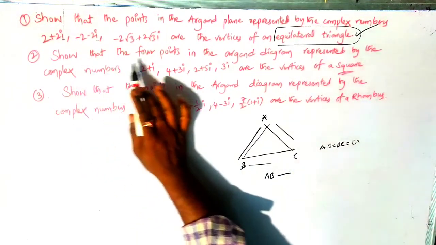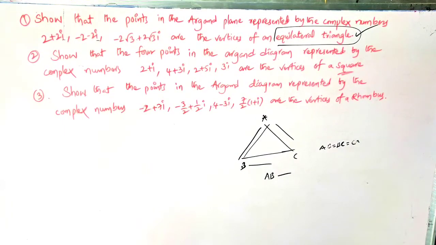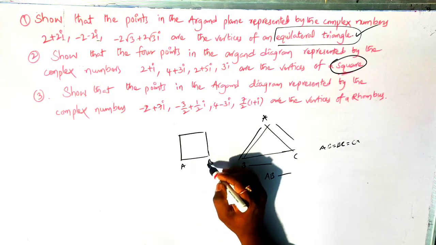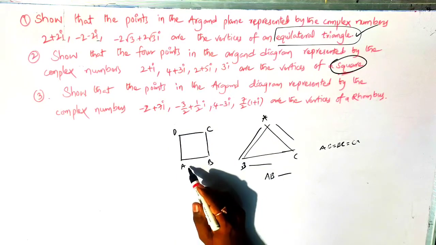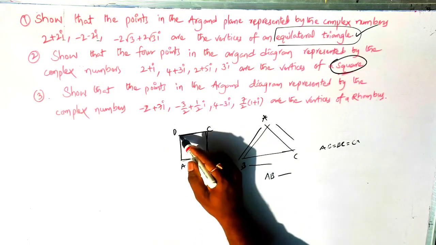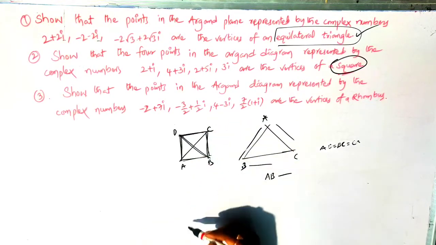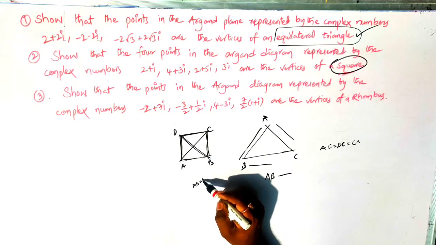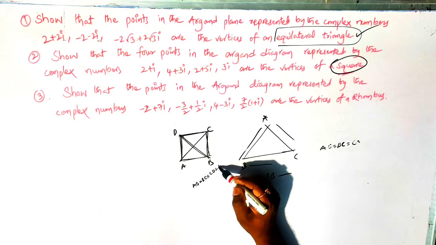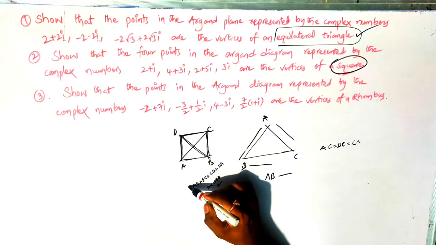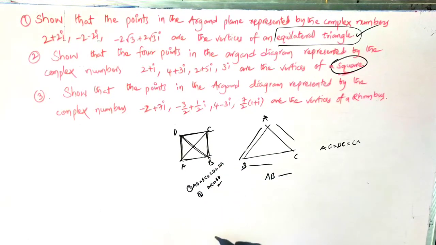Next, the second one. What is the second one? Show that the 4 points in the Argand diagram represented by the complex numbers are given here; we prove it is a square. So the square is A, B, C, D. Here also we find the sides AB, BC, CD and DA, then the diagonals AC and BD. So AB equals BC equals CD equals DA and AC equals BD. When both conditions hold, that is called a square.